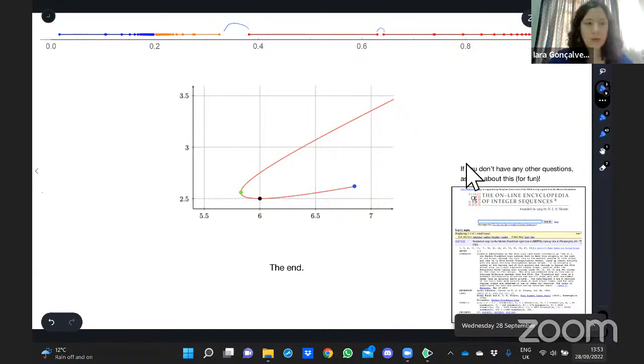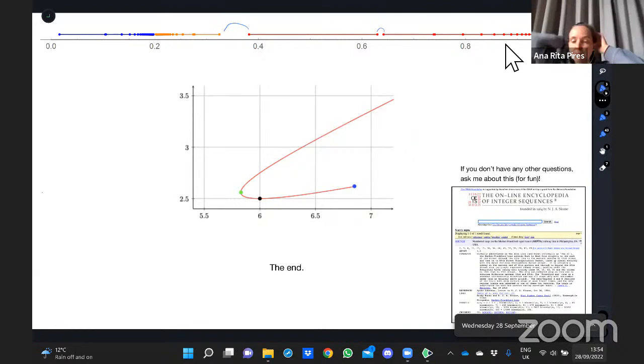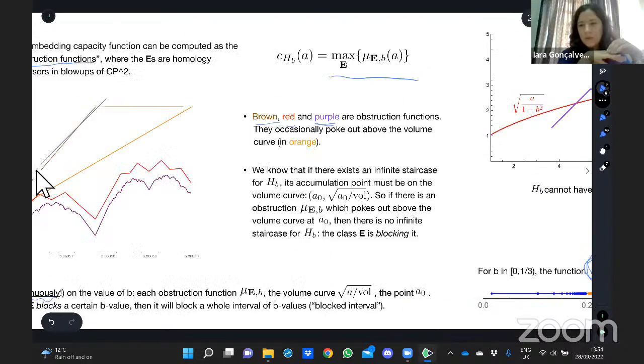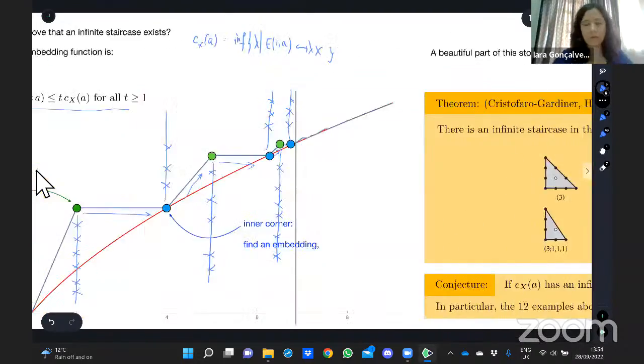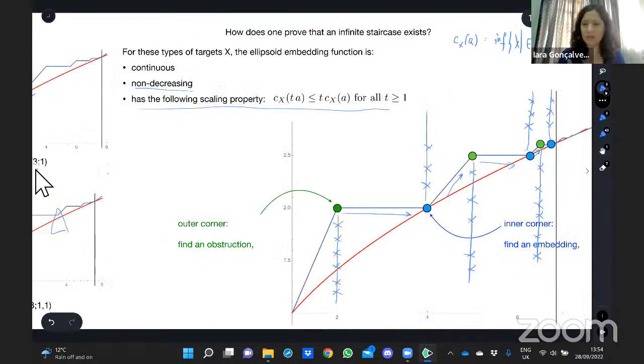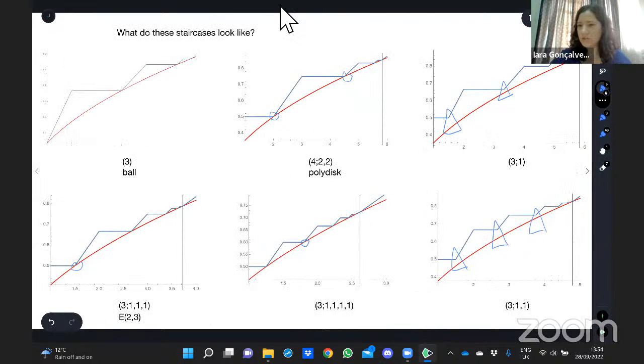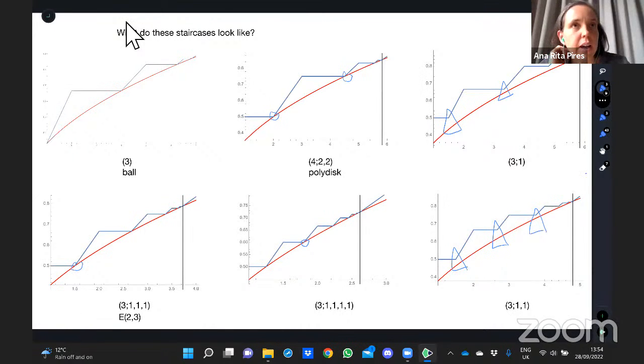So I don't know if anyone has any questions. Just one question, maybe you don't have any answer. When you said that you had this staircase, sometimes it's on the volume curve, and sometimes it doesn't. Do you remember the slide? You said that it appears in the proof, but you don't have any geometric reason. So are there any kinds of conditions that say something about that? Some idea why that happens or not?